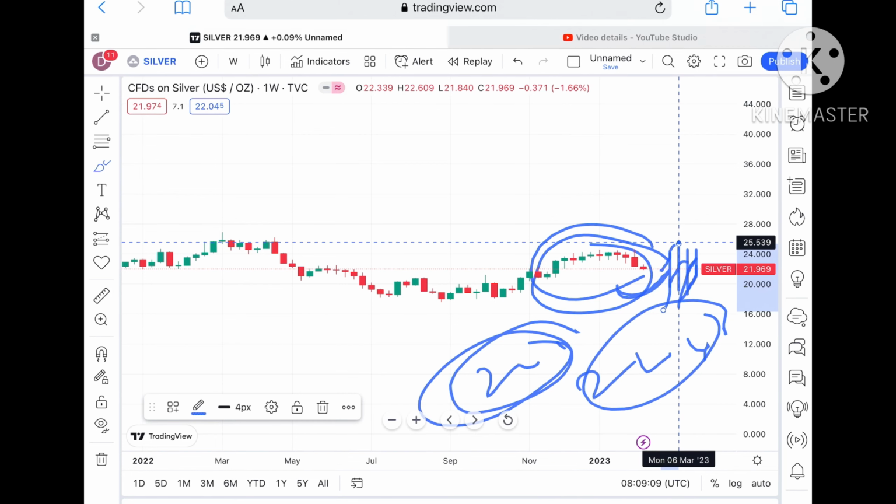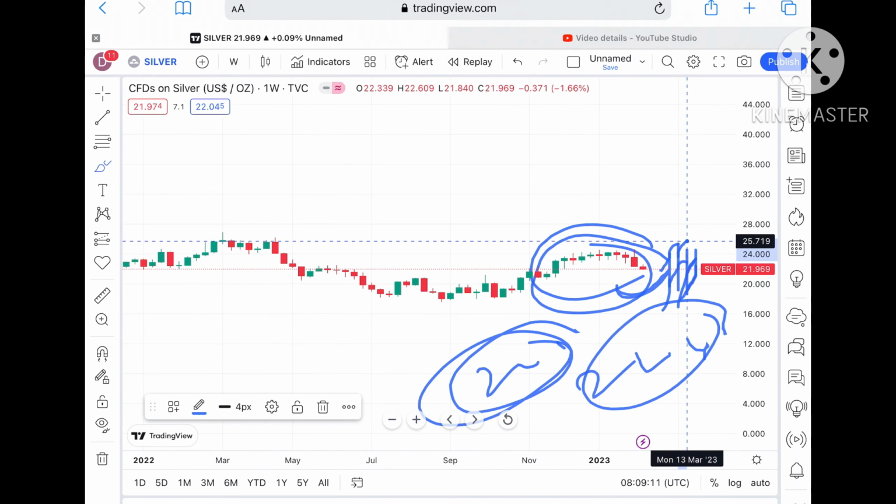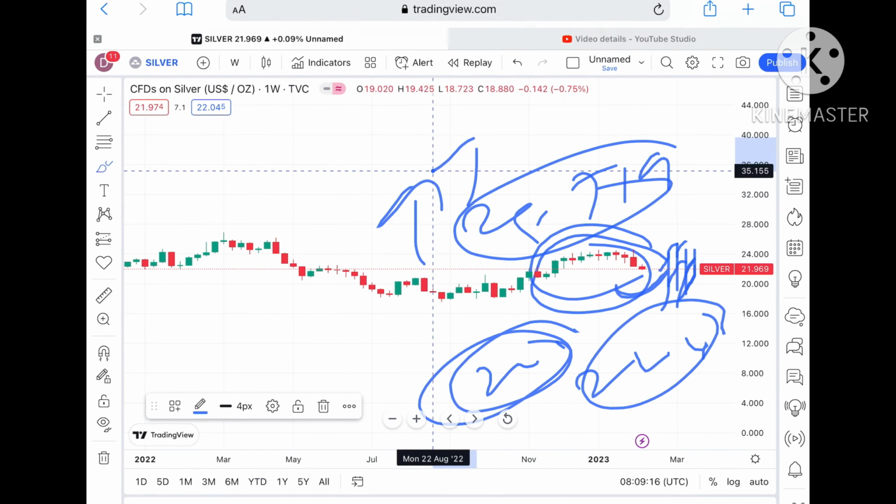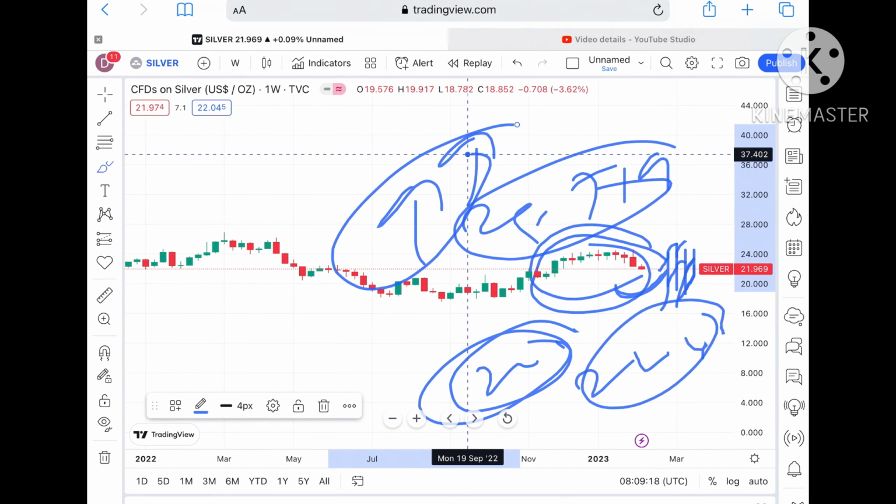So probability is very high it can move further upside and go further high towards a level of $25.719, and from there it can move further upside. So chances of going further high are there.